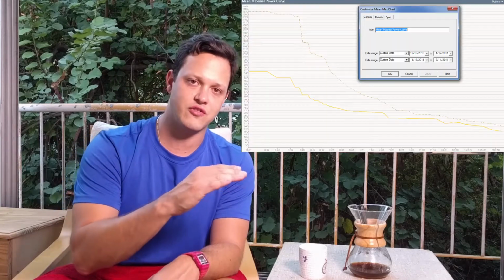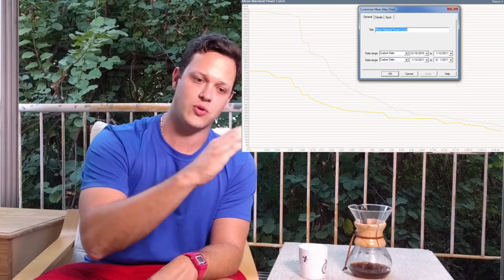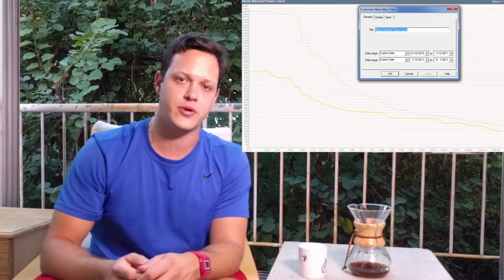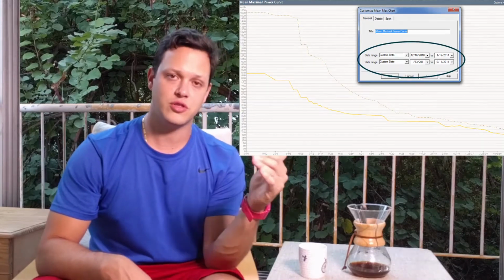Every 2 weeks, we're going to take a look at the Mean Maximal Power Curve to see, is that curve moving up and to the right just a little bit, where we're having more power? So we want to push that curve up and to the right, showing that we have more power over that time period. What's great about the MMP is that you're actually able to compare 2 to 3 different time periods.